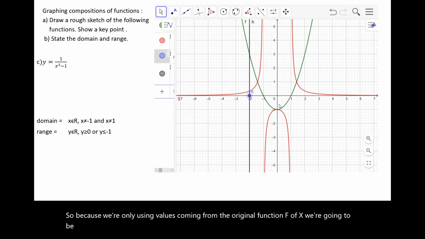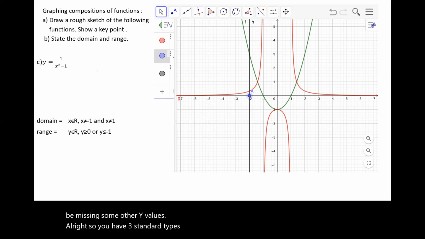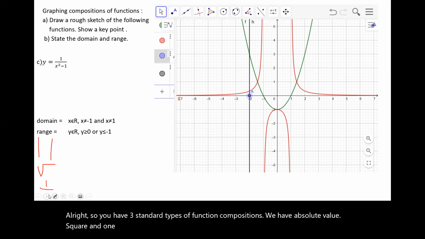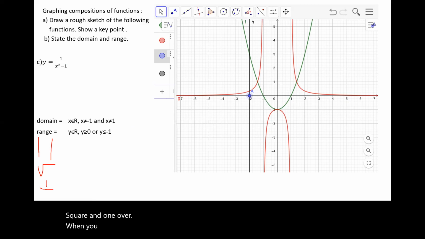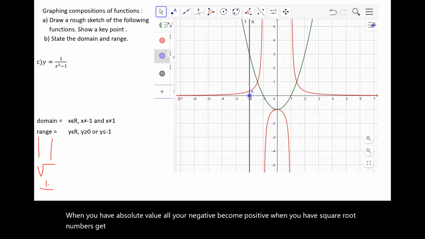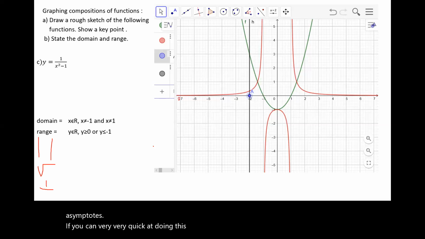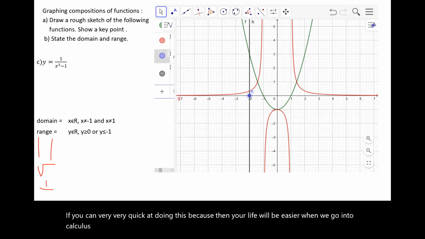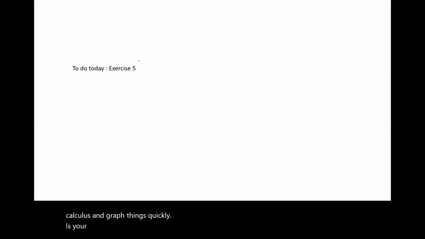All right, so you have 3 standard types of function compositions. We have absolute value, square root, and 1 over. When you have absolute value, all your negatives become positive. When you have square root, numbers get reduced and there's no negatives. And when you have 1 over, you have asymptotes. See if you can get very, very quick at doing this, because then your life will be easier when we go into calculus and graph things quickly. Here's your exercise. Exercise 5. Doesn't look like much, except it goes a long way. Have fun.